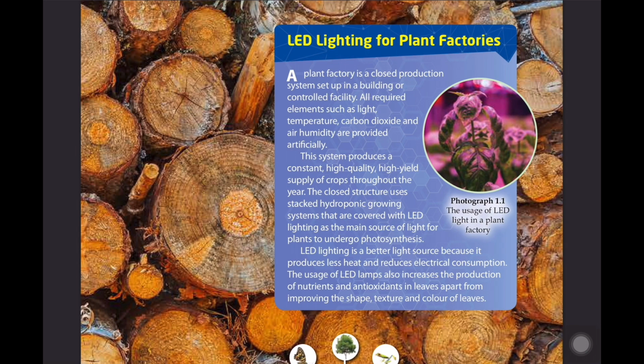So it helps to increase the production of nutrients and antioxidants in leaves, apart from improving shape, texture, and color of the leaves. So if you're thinking of growing some salad at home, just use your LED lights. You don't need to grow it outside. You can just grow it inside your room if you want to.